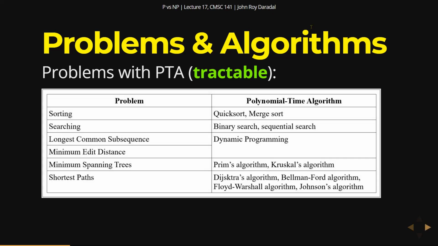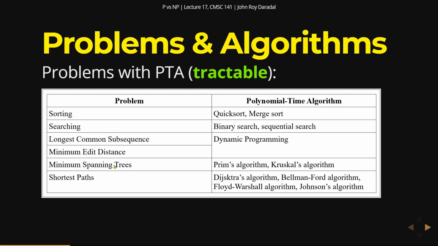So those problems are sorting. The sorting problem is tractable because it has polynomial time algorithms like quicksort, merge sort, and other sorting algorithms. You also have searching because you have the binary search, sequential search, jump search, and so on. You also have problems like longest common subsequence, minimum edit distance, which, if you recall from your algorithms class, uses dynamic programming to solve it in polynomial time, right? O of n squared, or O of mn, both are polynomial.